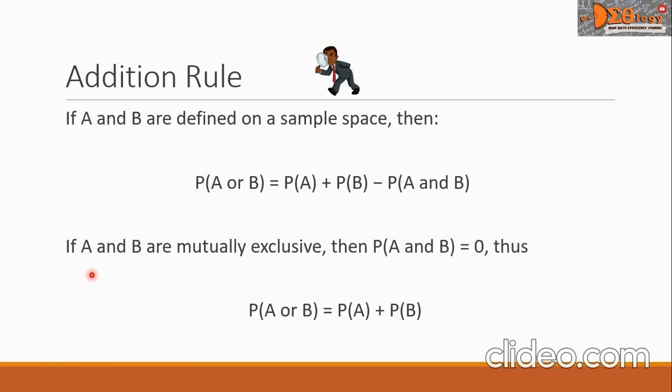Now, if A and B are mutually exclusive, it means there is nothing in common between A and B. Thus, the probability of A and B is 0. In our formula here, this portion here becomes 0. Thus, the formula will be simplified into this. The P of A or B equals P of A plus P of B.